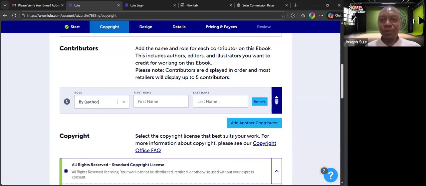Contributors, add the name and role for each contributor on this ebook. These include authors, editors, and illustrators you want to credit for working on this project. Please note, contributors are displayed in order, and most retailers will display up to 5 contributors. Sometimes teams write a book. You see 1, 2, 3, 4, 5, 6, 7, 8, sometimes even 10 authors. So the seller is saying, no problem, we have a provision to carry more than one author in case the book is co-authored. And then sometimes you go into partnership with people who draw your book or illustrations in your book, and you want to duly recognize them, you can do that.